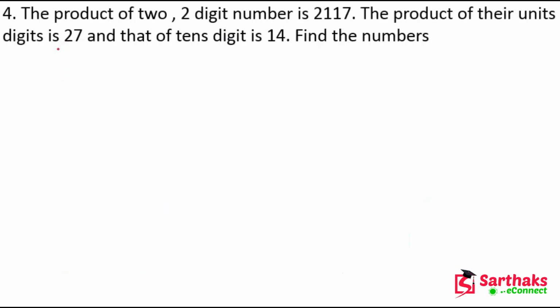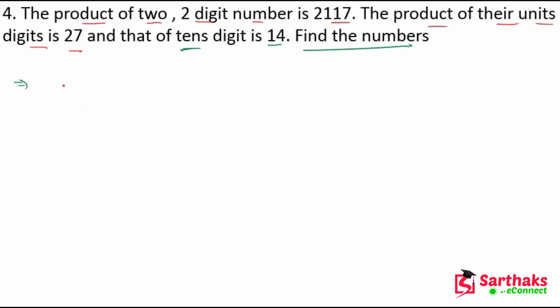Now the next question is again a similar question, so that you can understand very strongly. The product of two digit numbers is 2117. Now the product of their units digit is 27 and that of their tens digit is 14. Now we have to find the numbers. Again we have to find the numbers.